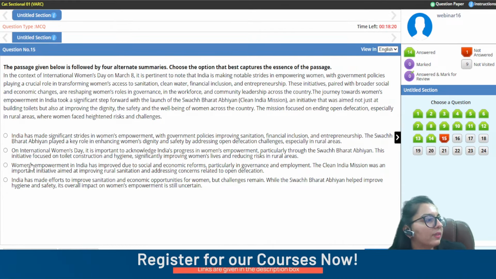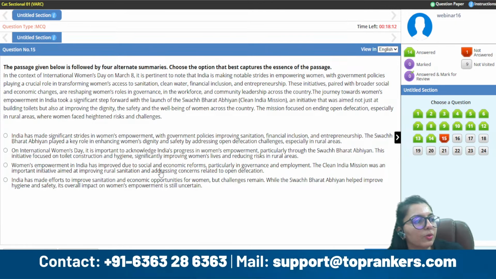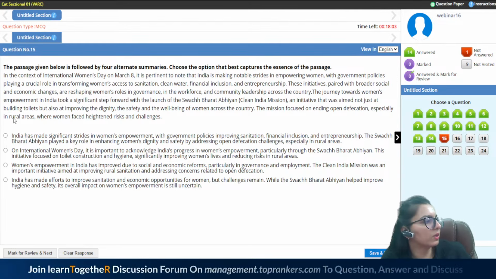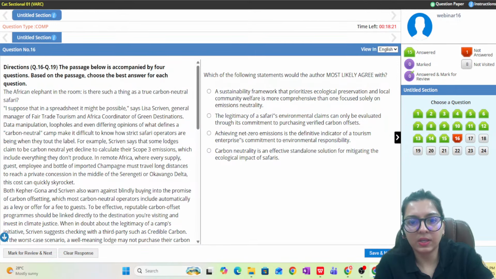Okay, now we have to understand that in the passage, of course, there has been a lot of, but it's just not the economic and the social. I mean, there's been entrepreneurial aspect also. अभी भी A ज़्यादा better है C से. C भी ठीक है, but not otherwise. India has made efforts to improve sanitation, economic opportunities for women, but challenges remain, ऐसा कुछ नहीं है. Okay, once again, let's get on to the next passage that we have.